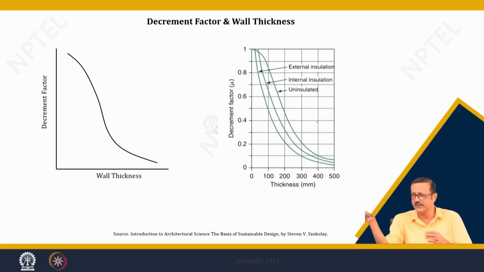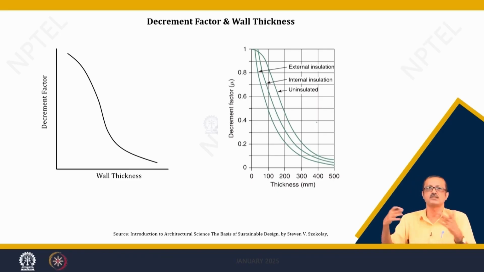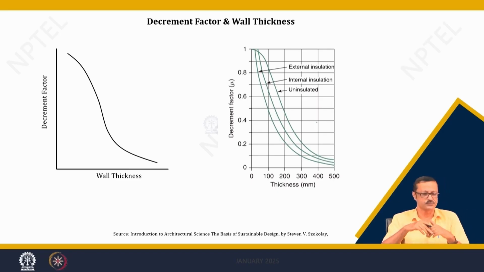So, that is why the inside room temperature will not shoot up and go close to the outdoor temperature. So, there will be a considerable amount of mean peak temperature difference between the outdoor and the indoor, and that is why the discriminant factor is less.